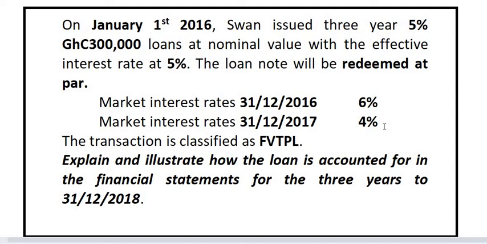before we entered 2018. Another interesting point here is that the transaction is classified as fair value through profit or loss. Remember, the standard says that with a financial liability, you can either amortize or, at inception, the entity can classify it as fair value through profit or loss. You are being told to explain and illustrate how the loan will be accounted for in the financial statements. As I said earlier, if we are told to explain, we can make short notes from what I have already said, and the remaining is figures.